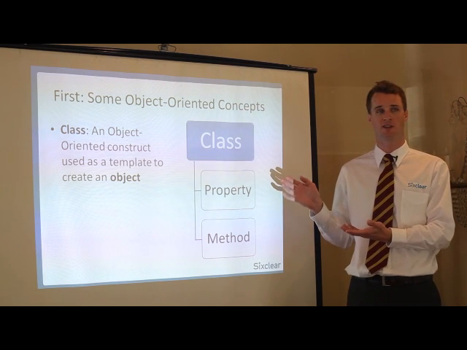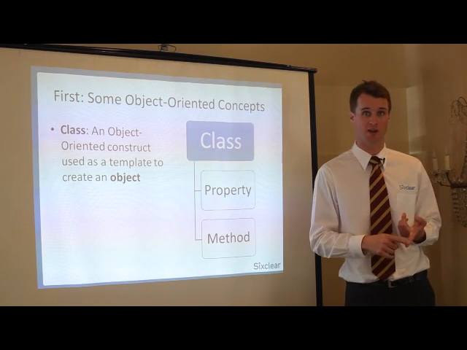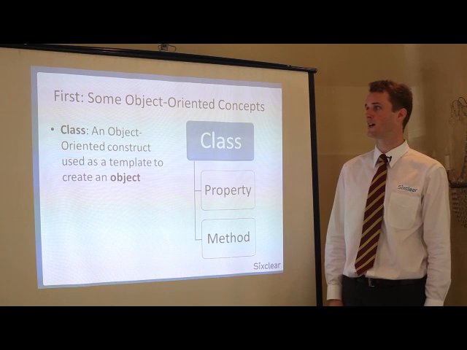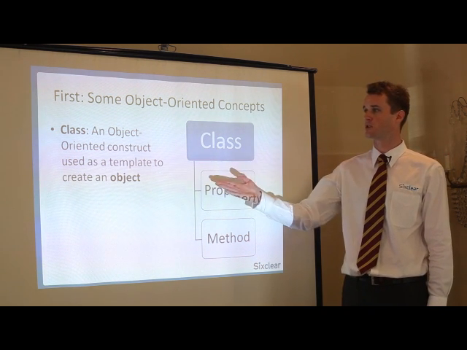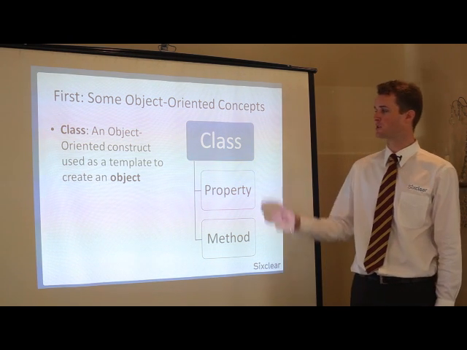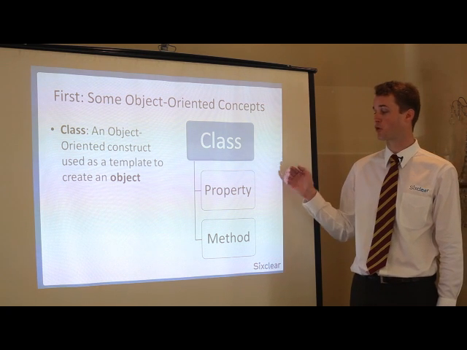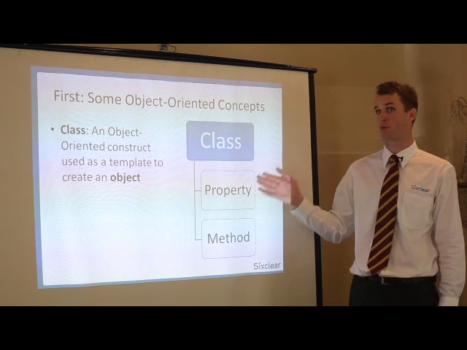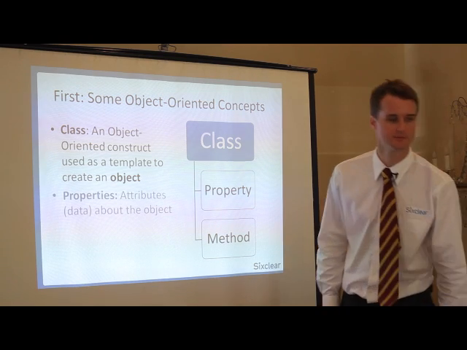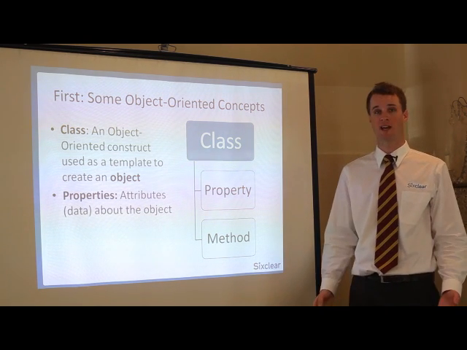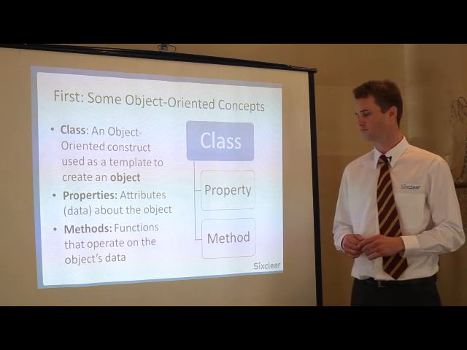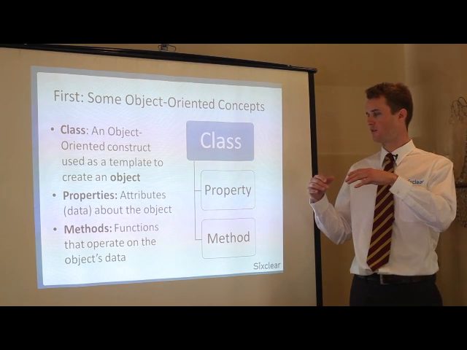But it's really helpful to understand these in order for us to understand really what a property node is doing and then how else we can use it. So, some object-oriented concepts. And the first definition will be a class. A class is an object-oriented construct used as a template to create an object. All right? So as we see here, this class has certain definitions like properties and methods. So the class defines the properties and methods that an instance of the class would have. A property is an attribute or data about the object, and methods are functions that operate on the object's data. So that's kind of the formal definition.